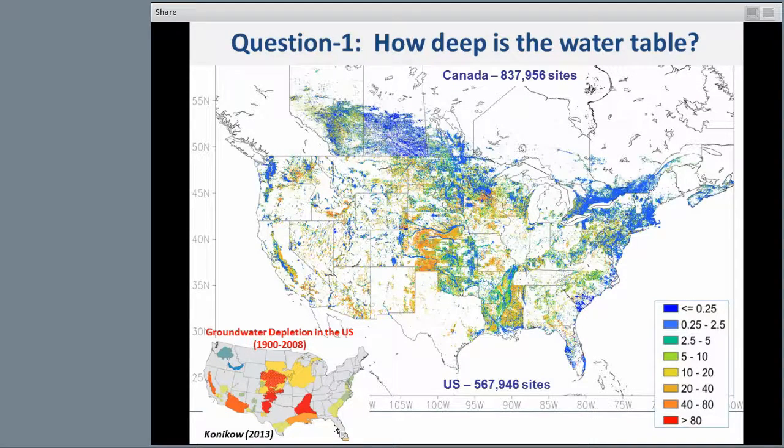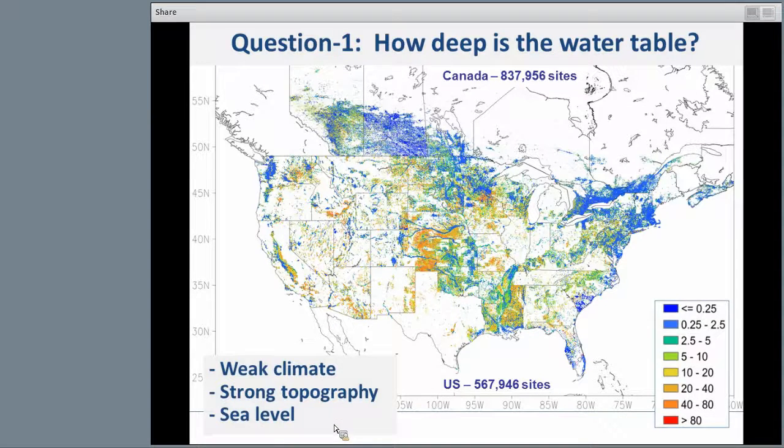But I'm not going to focus on this because I'm going to cling to the natural signal and savor the natural world before it all disappears. And so what is the natural signal we see here? I really see a very weak climate signal. You see shallow groundwater in the arid regions as well as in the humid regions, cold regions as well as in warmer regions. And you really see a very strong topographic control, as we expect.